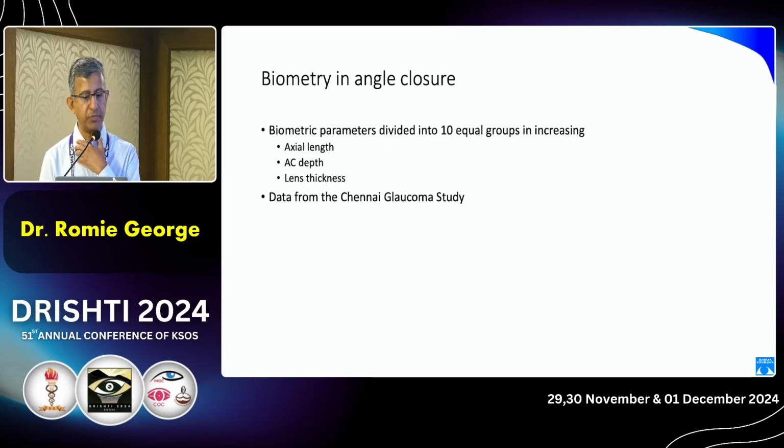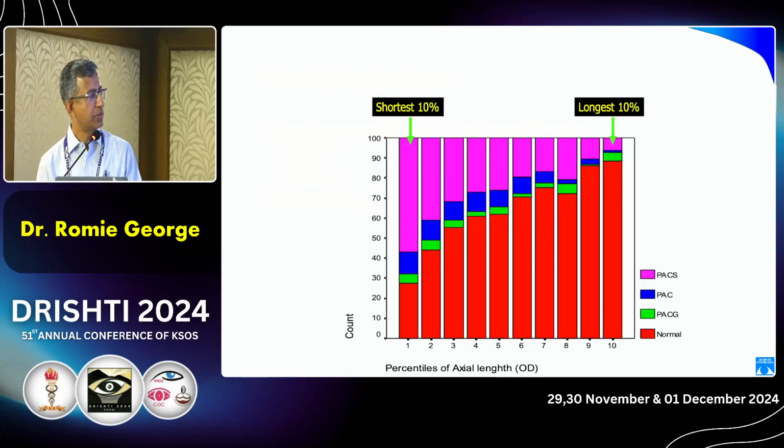So I'll just come to biometry first. This is data from the Chennai glaucoma study. What we did is we looked at axial length, anterior chamber depth, and lens thickness, and we divided them into 10 equal groups, so 10 deciles of measurements. This is the axial length data, and what you have is the shortest axial length on the left side and the longest on the right side. And you have the proportion of angle closure disease in each of these deciles. You can see quite clearly that about 65% of people in the shortest 10% of eyes had some form of angle closure disease. But you also had some angle closure disease even in the longest eyes.